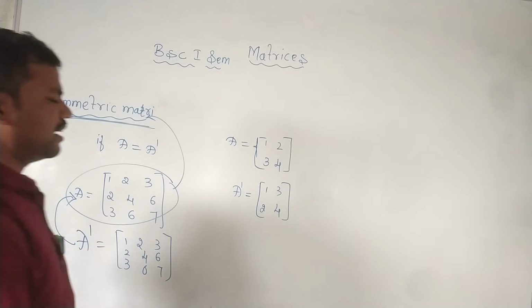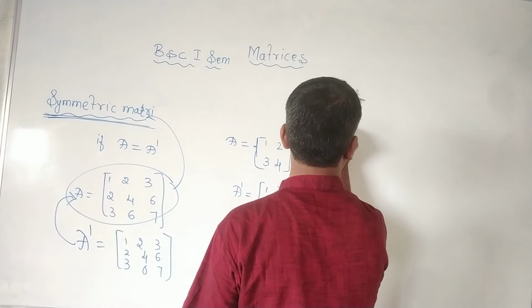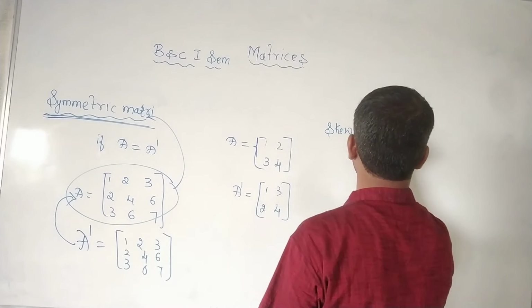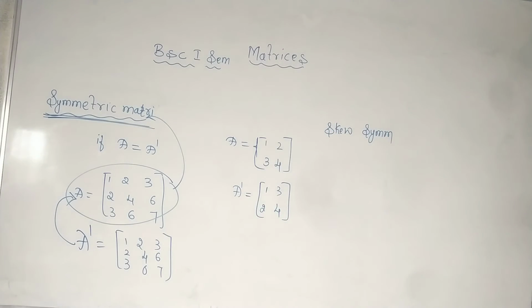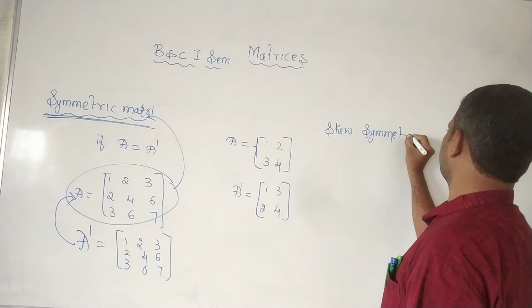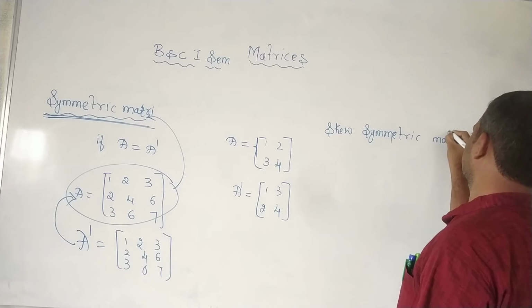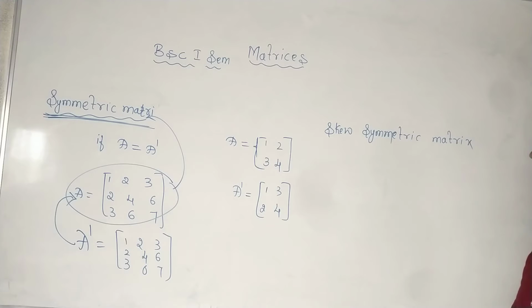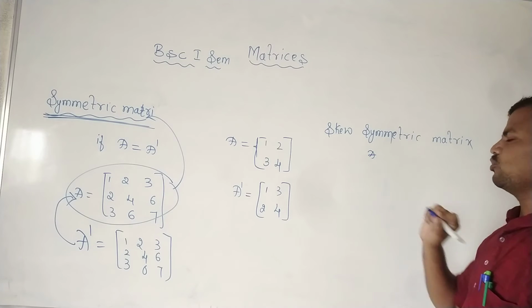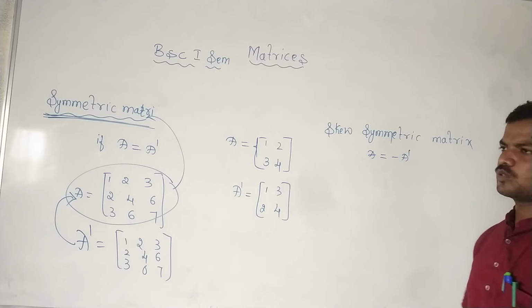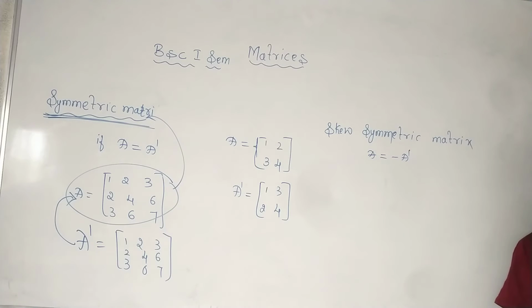Next, what is a skew symmetric matrix? Skew symmetric matrix means what? A square matrix A is said to be a skew symmetric matrix if A equals minus A transpose.